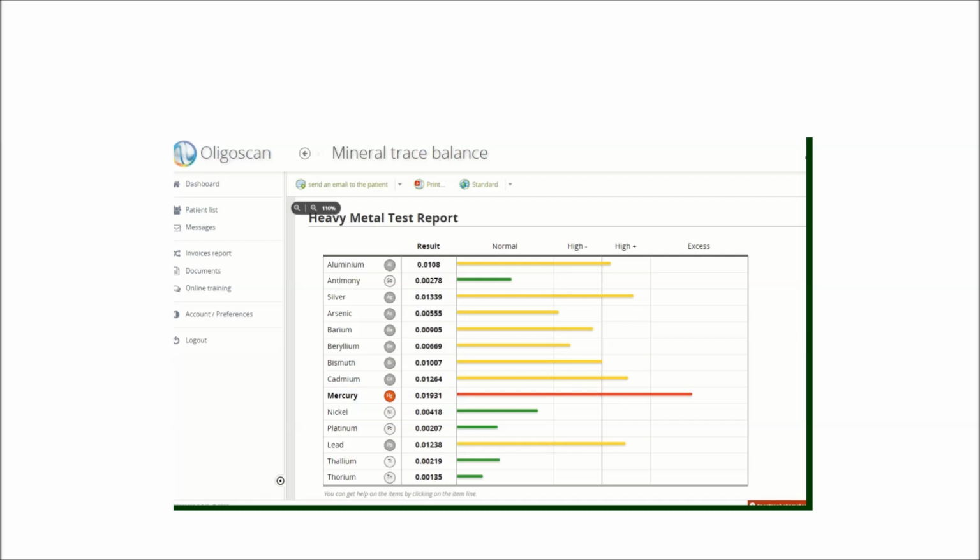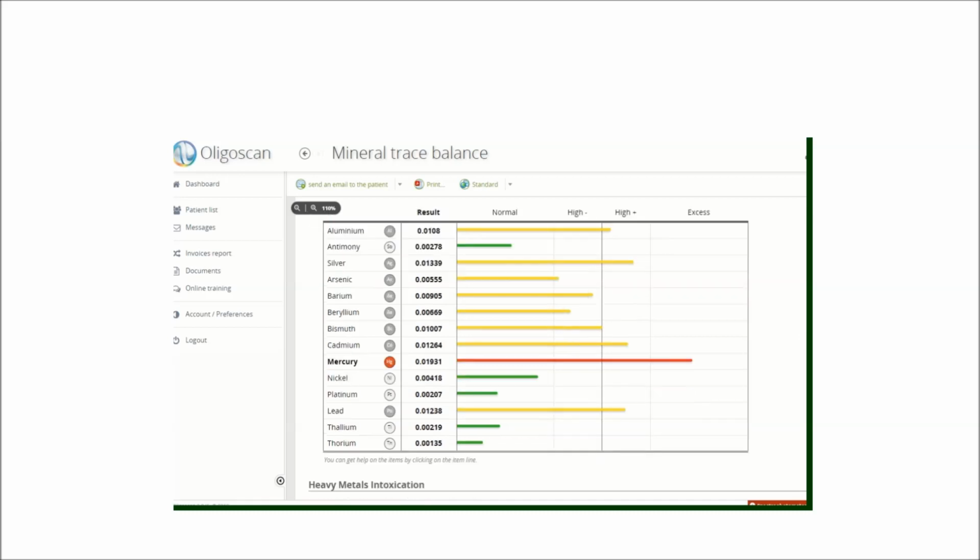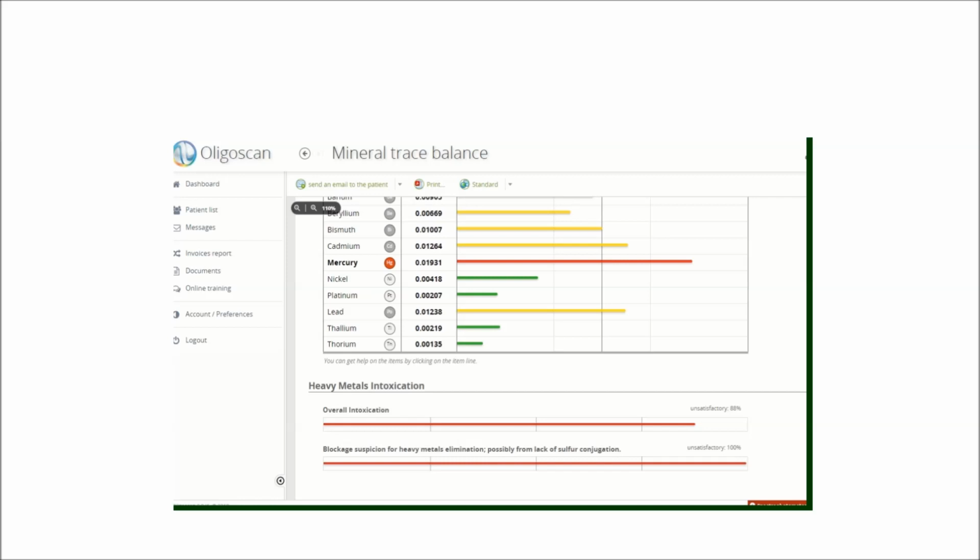And the reason for that can be found a little bit further on, where we get some information about the ability of the patient to detoxify. So here we see this patient doesn't detoxify very well, and hence the metals are at pretty high levels because the patient hasn't been able to eliminate them properly.